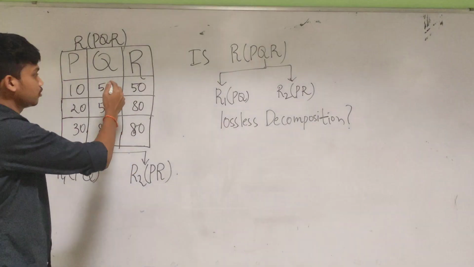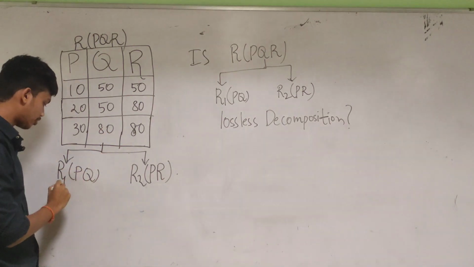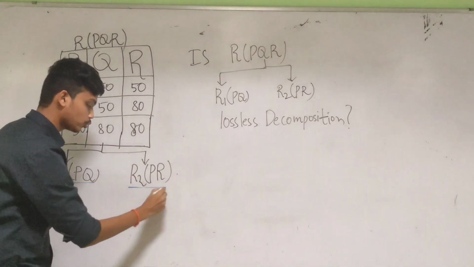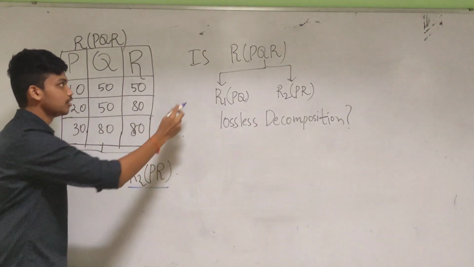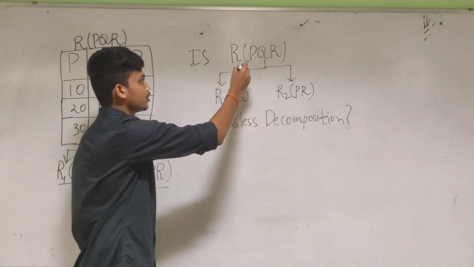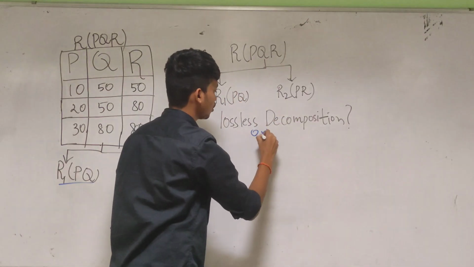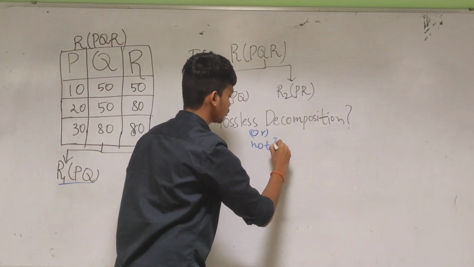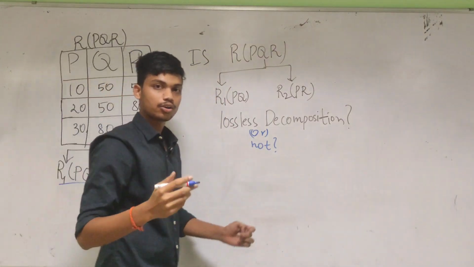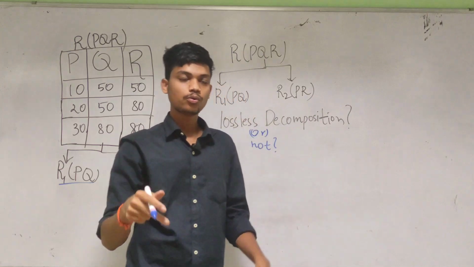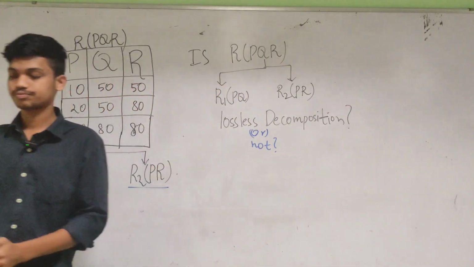Now take this example. This is the same table I have used in my previous example. Now I have divided the table into two relation schemas. One is R1 of PQ, R2 of PR. Now you need to check whether this decomposition is lossless decomposition or lossy decomposition, and write your answer in the comment box below, and we are going to the next concept now.